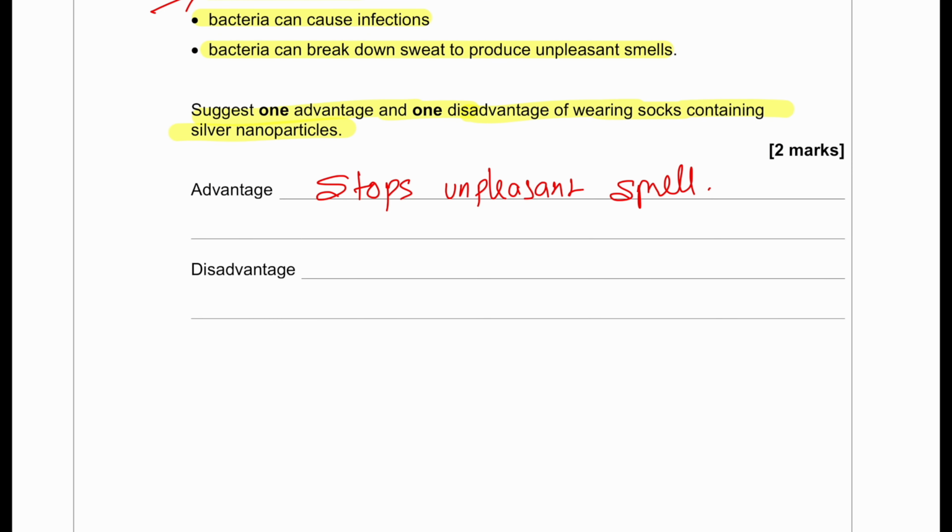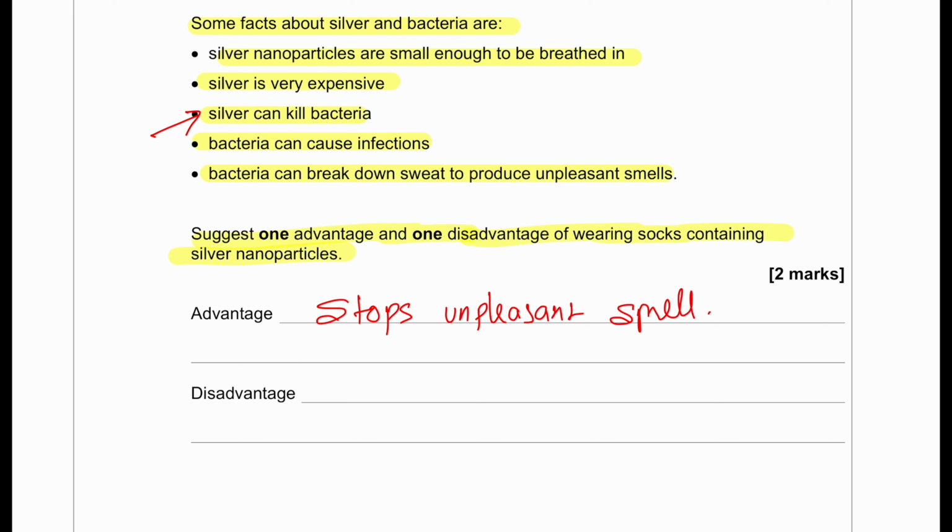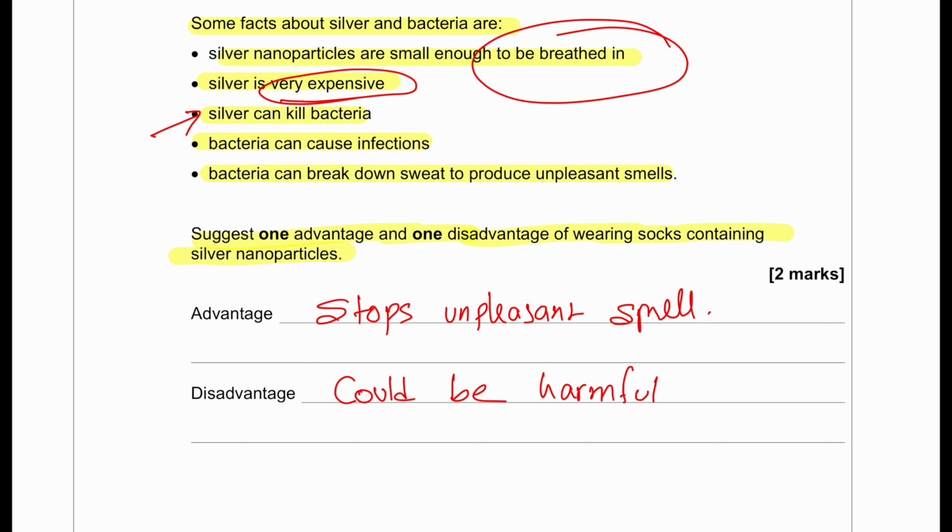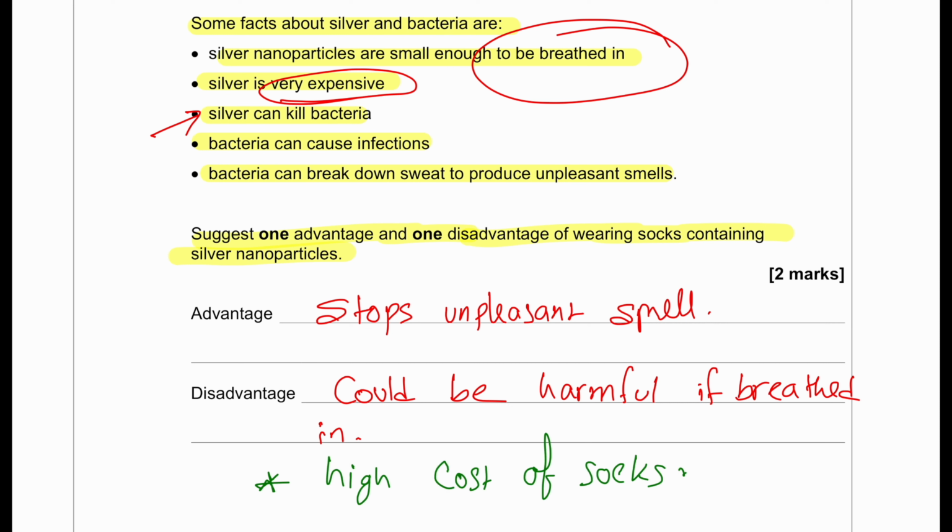The disadvantage of using silver, because we can breathe it in, and it will be very expensive. Just as an additional point we can write, high cost of the sock, and in the advantage, an additional point could be can stop foot infection. Many of us may have a problem of athlete's foot, so yeah, can be a huge relief.